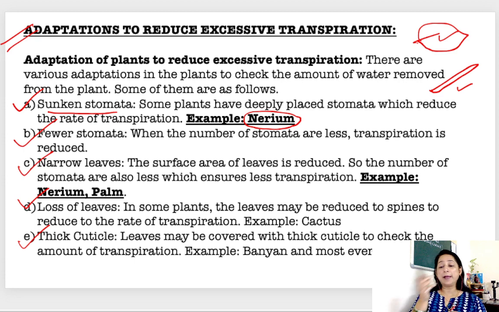So plants like banyan and the plant like cactus and all, in cactus the leaves are modified to spines also. This is also one of the adaptations. So they help in reducing the excessive loss of water due to excessive transpiration.